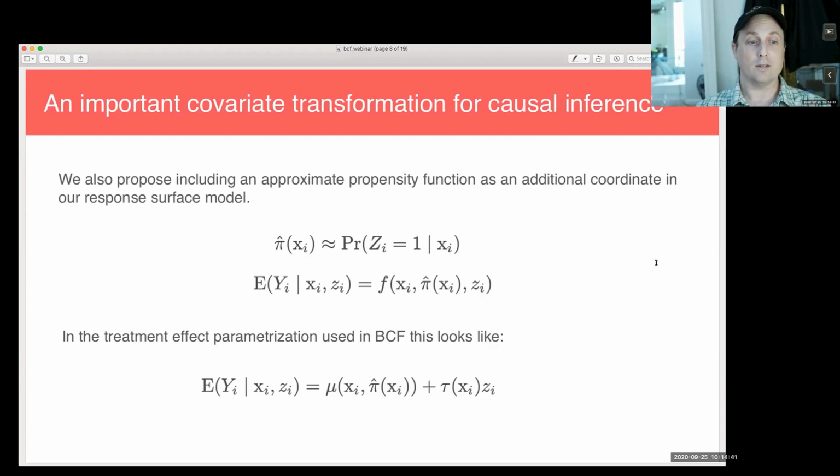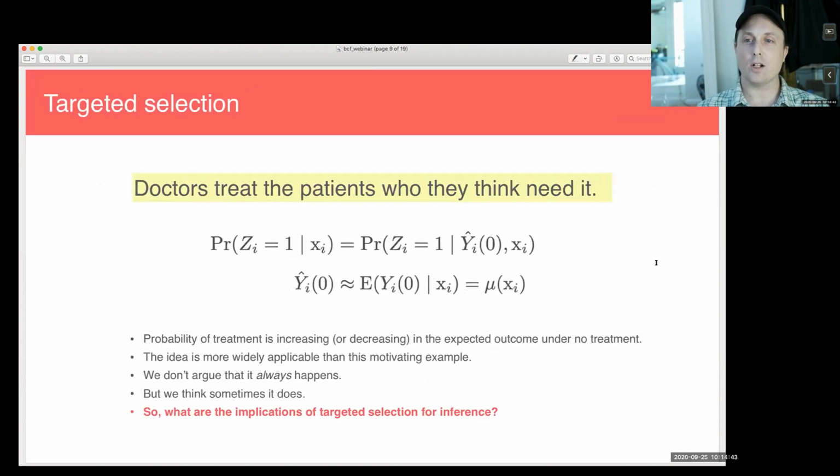So why do we think this is a good idea? The reason we think it's a good idea, well, the first one is that we tried it out and it sort of did what we wanted it to. But if you want to motivate it from practical considerations, I think this idea of targeted selection is really powerful. And the basic intuition here is, just to take an example, doctors treat the patients who they think need it. All right, so if we have a non-random treatment assignment mechanism, one mechanism that this might be non-random with respect to is that doctors are trying to only treat the patients that they think are in need of it.